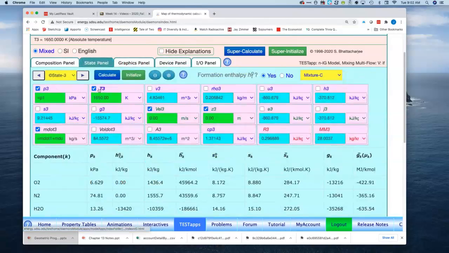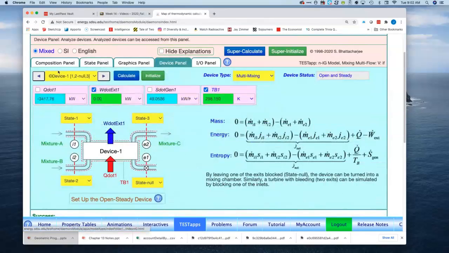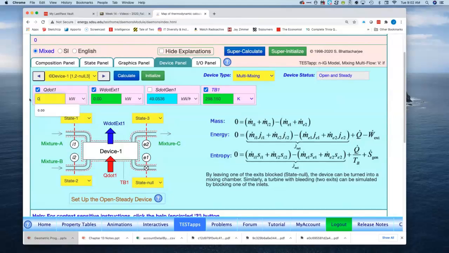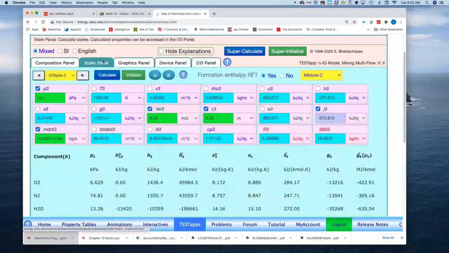Okay. Fortunately, the software is such that you can leave this off. You can go back to the device panel. You can set the Q equal to 0, and you can do a super calculate, and you can find, oops, it should have.